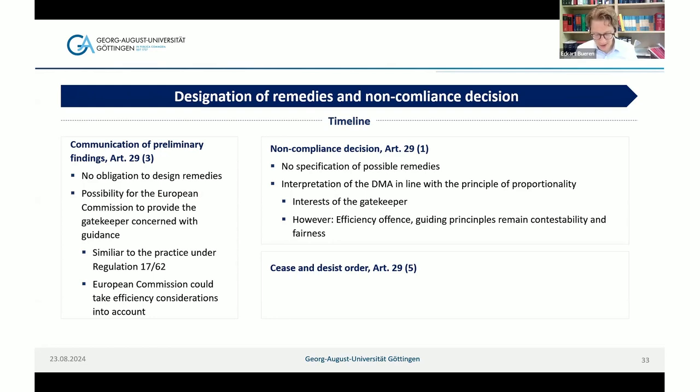in the non-compliance decision. So the Commission shall order the gatekeeper to cease and desist with the non-compliance within an appropriate deadline and to provide explanations on how it plans to comply with that decision. So the gatekeeper must provide an explanation how he wants to comply with the cease and desist. The Commission arguably cannot exactly impose this.